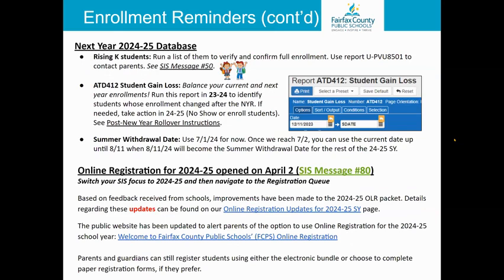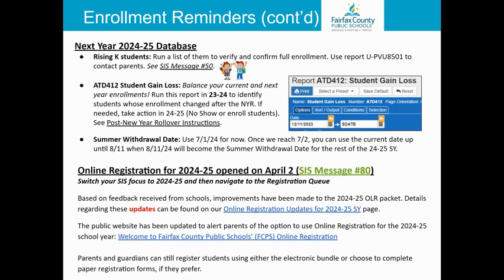Great. All right, so we're getting closer to next school year for 24-25. This is just a reminder because we already put out SIS message number 50 about this, but for rising kindergarten students, any students that roll to kindergarten in your 24-25 database, run a list of who they are, and check to see if you still need to gather any outstanding registration requirements for them.